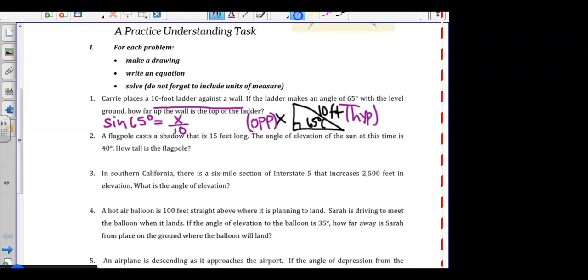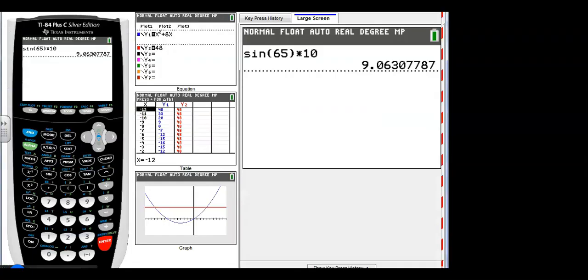To get x by itself, we can cross multiply, or multiply sine of 65 degrees times 10, which I've already done here in my graphing calculator. Just a reminder, when you're using sine, cosine, and tangent, you do need to be in degree mode. So approximately, it looks like x is about 9.06 feet.